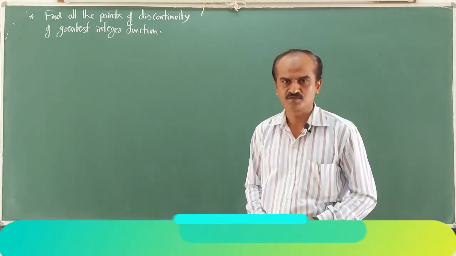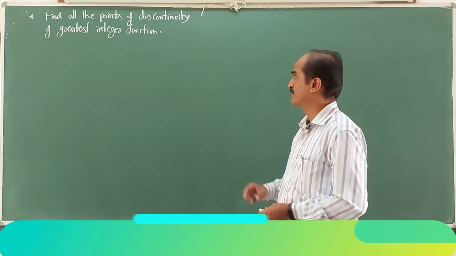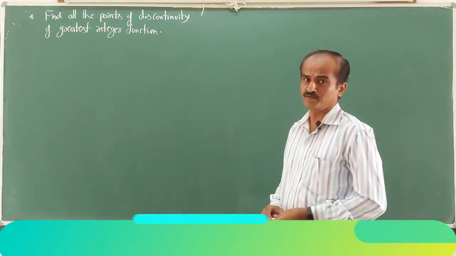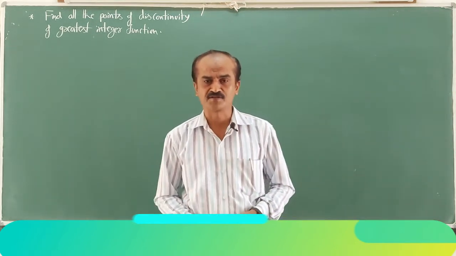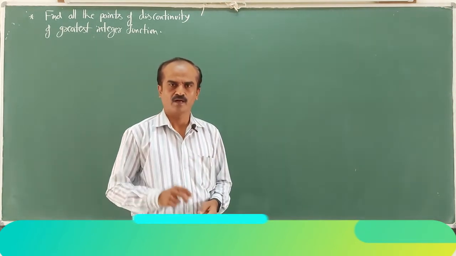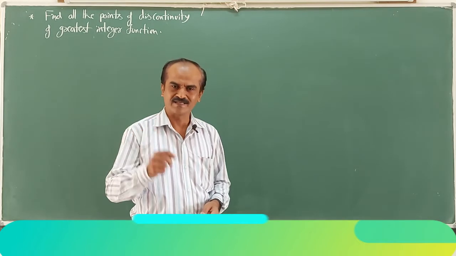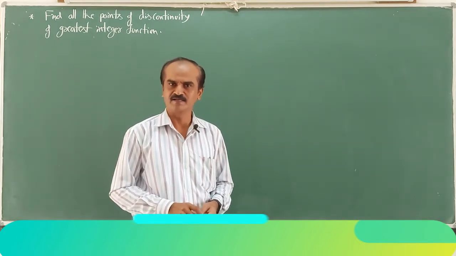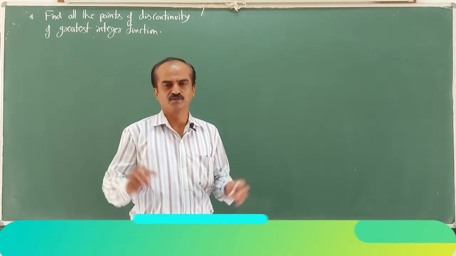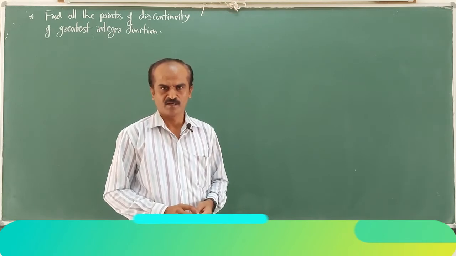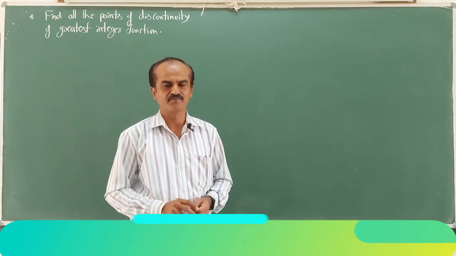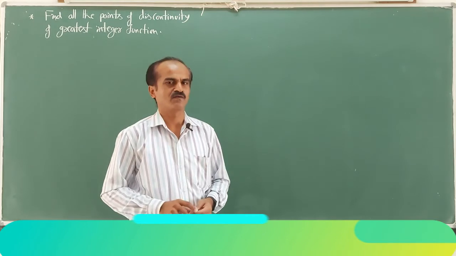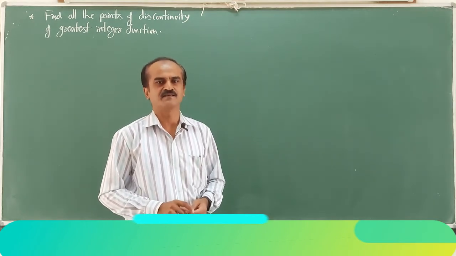Now we'll take the question. Find all the points of discontinuity of the greatest integer function. It means at what points this greatest integer function is discontinuous; we have to make a list of those points. And in order to be more clear, let me write the graph of this greatest integer function.